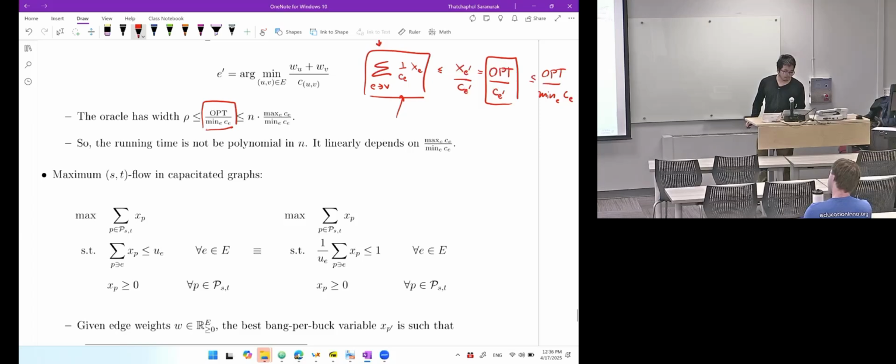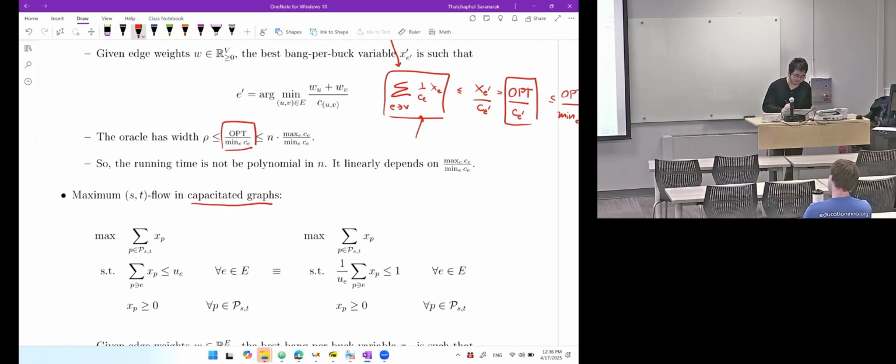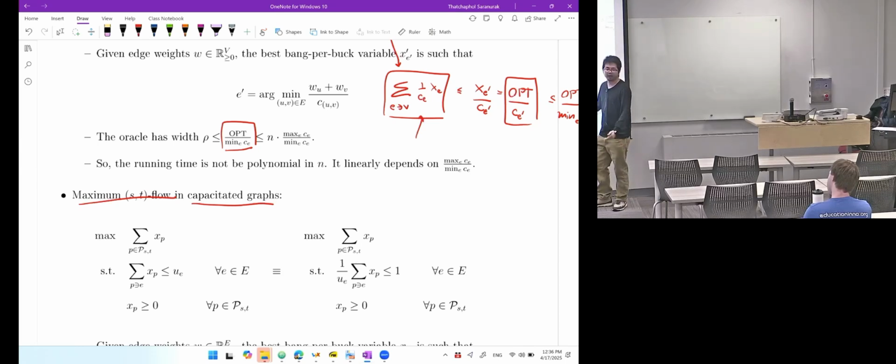Let's try to look at what happens when you have a capacitated graph for max flow. Here for max flow with capacity, let's say U e is the capacity for edge e. In the previous problem you had something that is not 1 here; in this problem you have something that is not 1 here. But if you want to solve this problem, just turn it to the standard form like this and ask the same question: what's the best bang per buck variable? Just repeat like before.